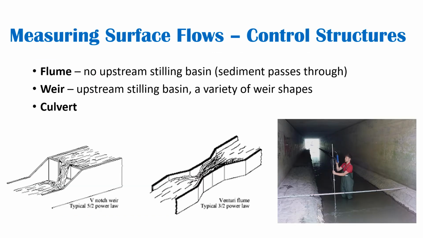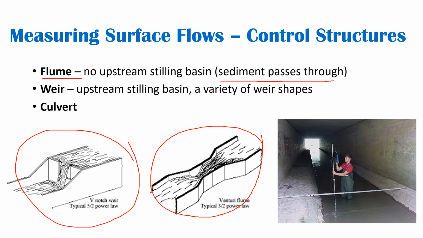Another way to measure these surface flows is with control structures. There are different flumes and weirs that allow for velocity to be calculated. The difference would be in a flume, like the one over here, there is no upstream stilling basin, which allows sediment to pass through. And over here we have a weir that has the settling basin up here. But the weir shape can be a lot of different varieties. They have triangle, V, square, and then we have our standard culvert that you can just measure flow in. Here's a guy standing in the middle of a box culvert.